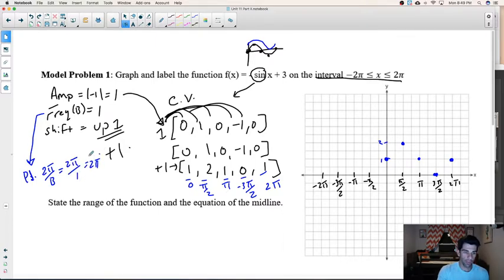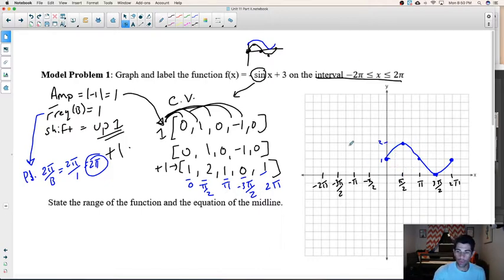So remember, the period tells me how long it takes to complete one cycle. And in this case, it was nice and easy. The next one you'll see. So there is a beautiful sine curve, if I do say so myself.